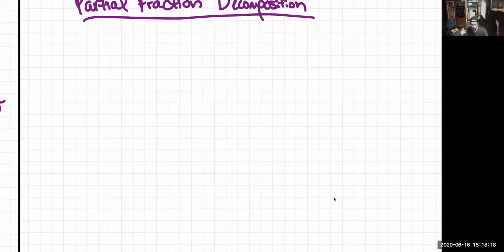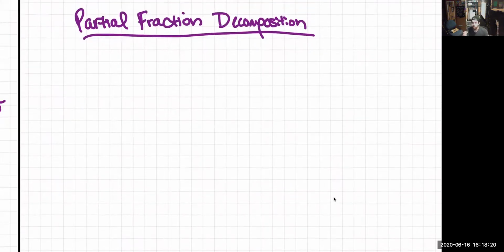Hey guys, today we're going to do a little video lesson on partial fraction decomposition. This idea has a couple of special cases, and while we can't appreciate all of its applications right now, we'll definitely be able to see a lot of the reasons why this method might be useful once we get further into our studies of calculus.